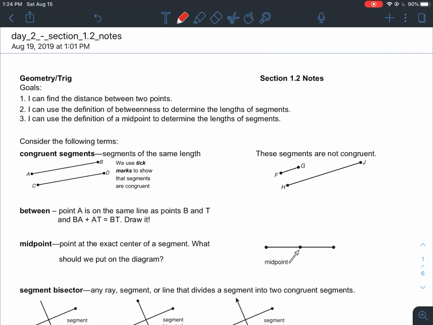So we're talking about congruent segments here. Those are simply two segments that have the same length. If you were to measure them with a ruler or a tape measure, they would be exactly the same. How do we show that on a picture? We use what's called tick marks.